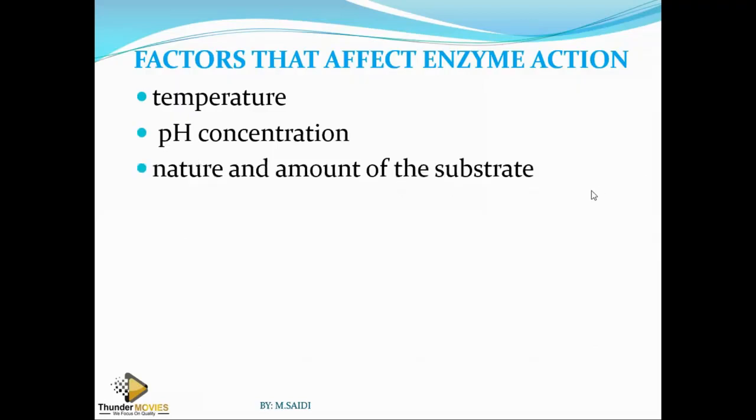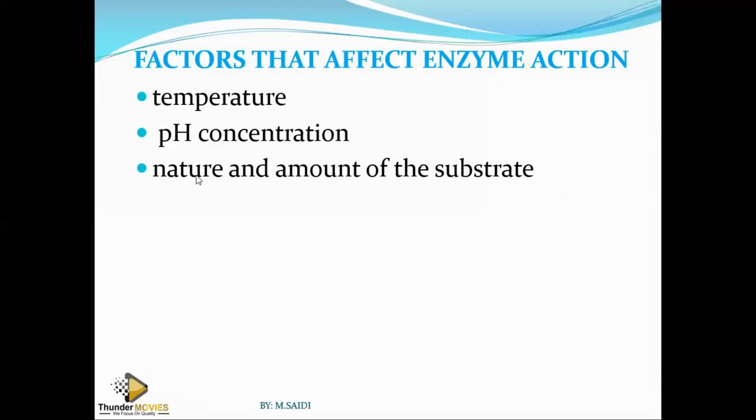Nature and the amount of substrate. The enzyme will work faster if the substrate is too much. It will work faster if the substrate is small, like small grains. The surface area is big, so it works faster than when it is just a big substance. That's why when you are eating, you chew, so that you break down big particles into smaller particles, which can be acted upon by these enzymes very fast.